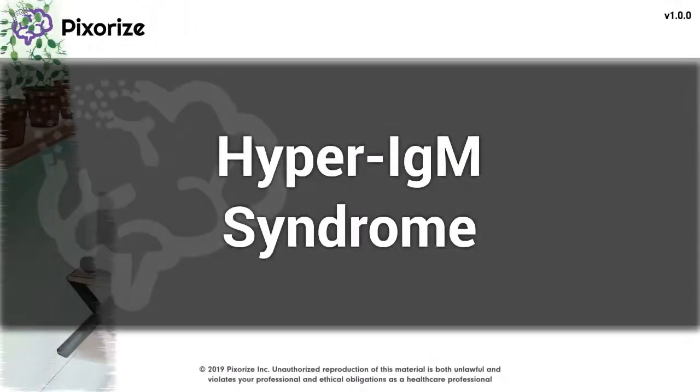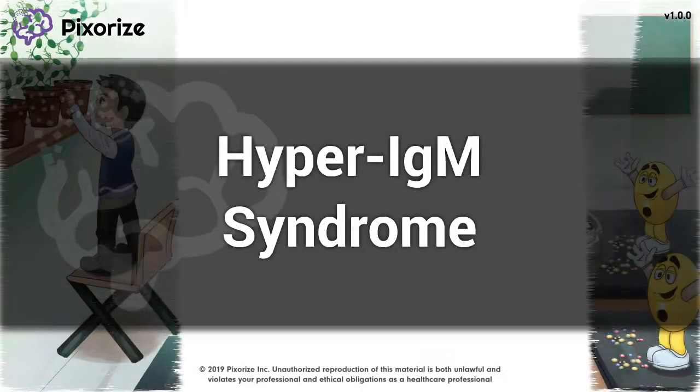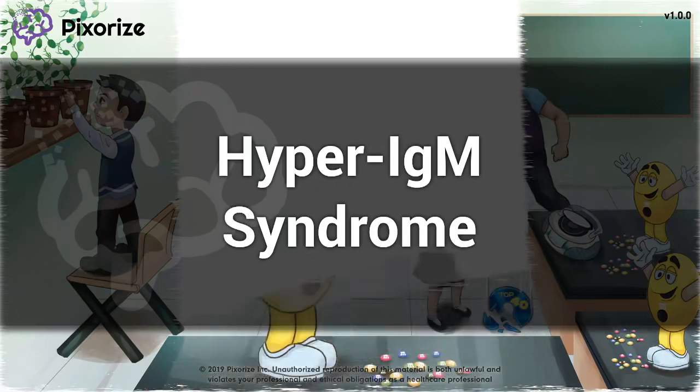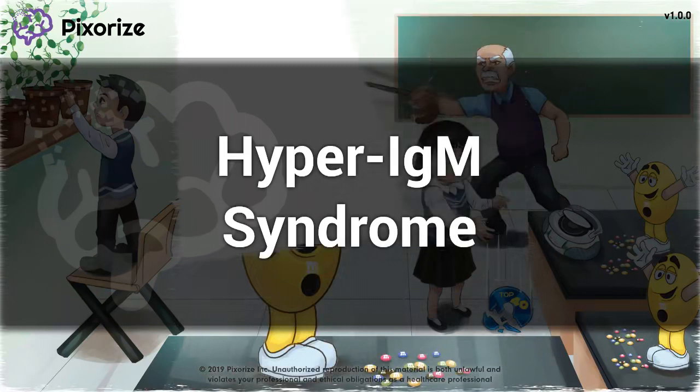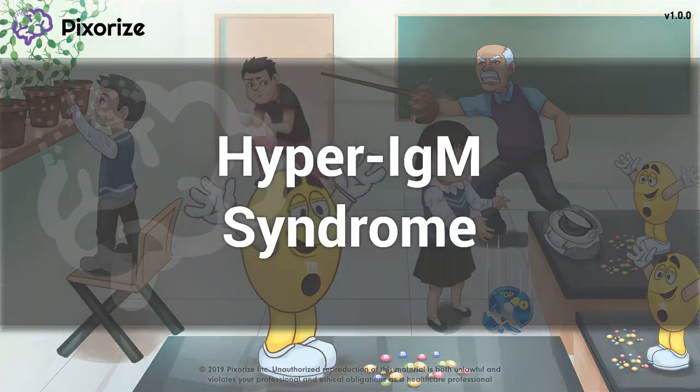Hyper IgM syndrome is an immunodeficiency characterized by the inability of B cells to undergo class switching. It is caused by a deficiency in CD40L, a receptor necessary for the class switching process. In this video, I'll give you my visual mnemonic to remember all the important facts about hyper IgM syndrome.